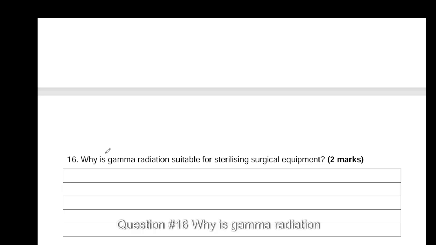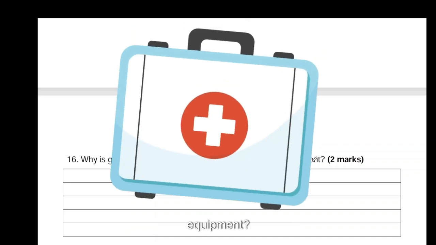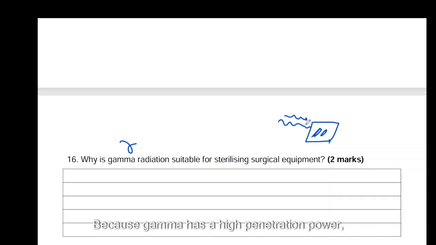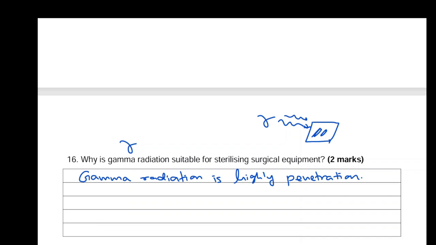Question number 16. Why is gamma radiation suitable for sterilizing surgical equipment? Surgical equipment can be put in plastic wrappers, plastic packets, and then you can irradiate this with gamma radiation. Because gamma has a high penetration power, it can go through this and kill the microorganisms. Gamma radiation is highly penetrative. That's one point. Also, it can kill microorganisms without making items radioactive.